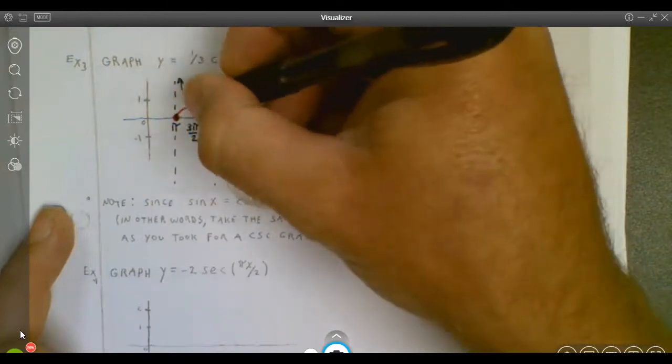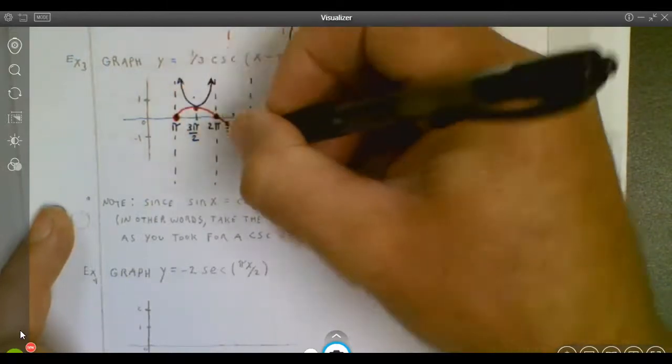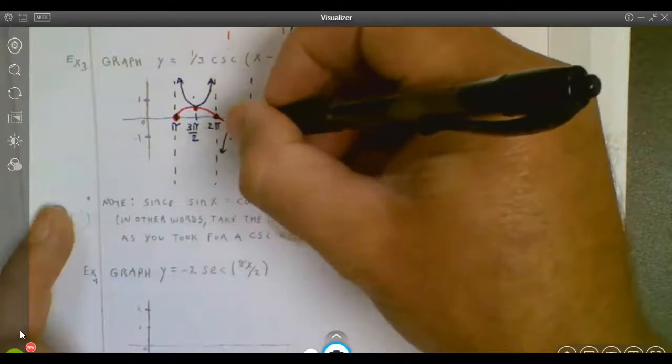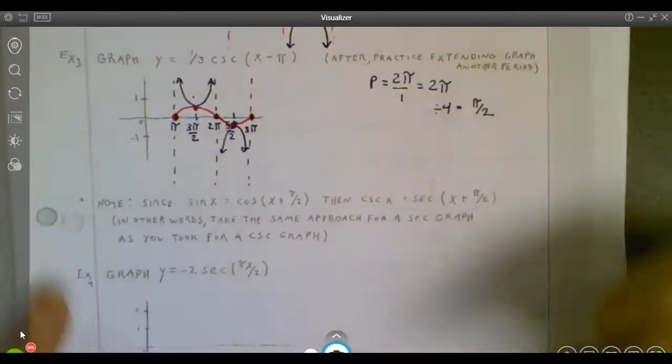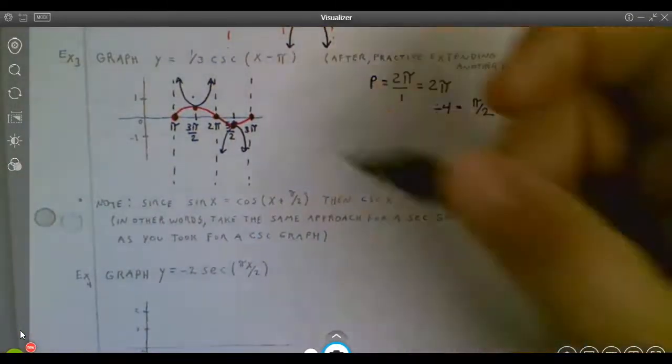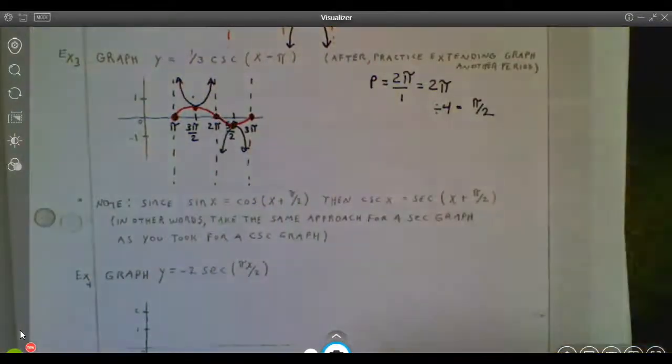So part of it would go here, part of it would go here, right? And that's just one period. So again, if you take the red graph out, you actually have your answer. And we'll do this on the calculator in a second.